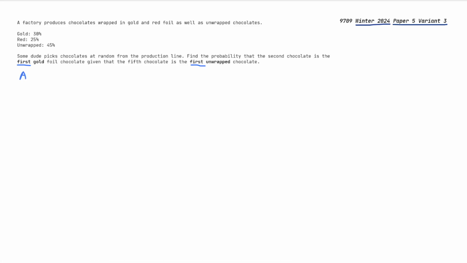So if we consider these events as separate, like event A and this is event B, then in event A, it means that the first chocolate was not gold, but the second chocolate was gold. And in event B, it means that the first four chocolates were wrapped and the last chocolate, the fifth chocolate, was unwrapped. So we want to find the probability of A given B.